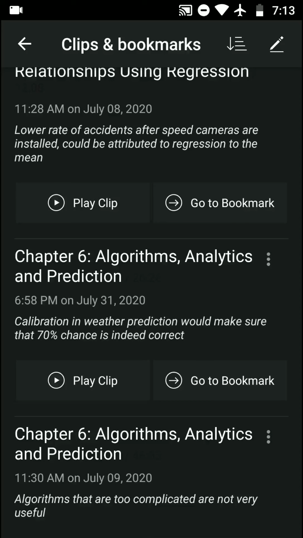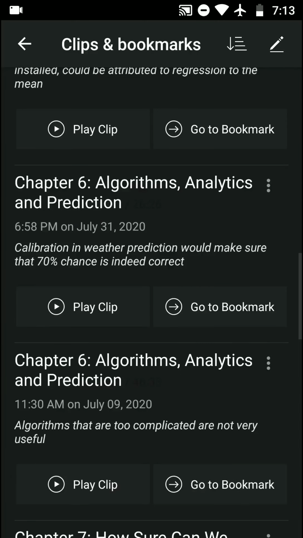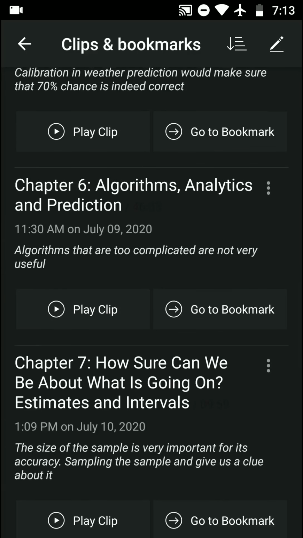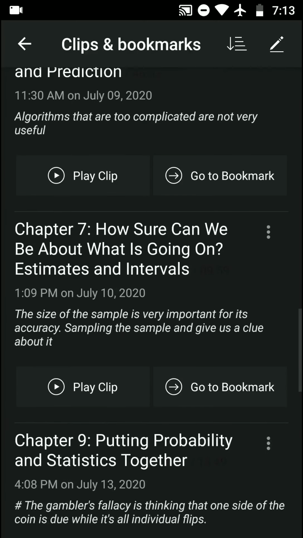Calibration in weather prediction makes sure that a 70% chance is indeed correct. That's calibration: checking that when they say 70%, it actually happens 70% of the time, and not 100% of the time. That's the calibration, which they use in all kinds of other areas. Algorithms that are too complicated are not very useful, because they take too many things into account and eventually don't do a good job.